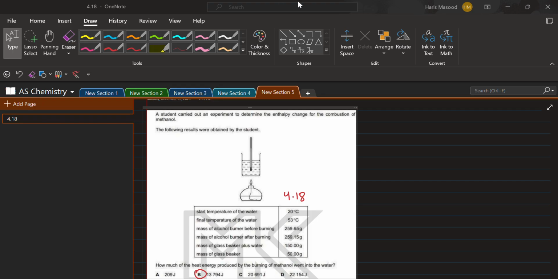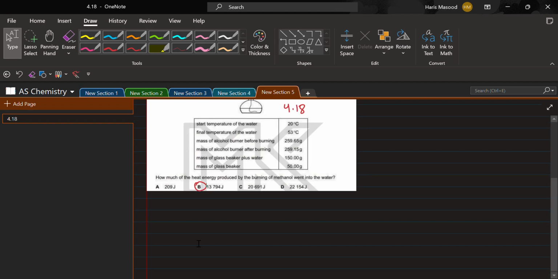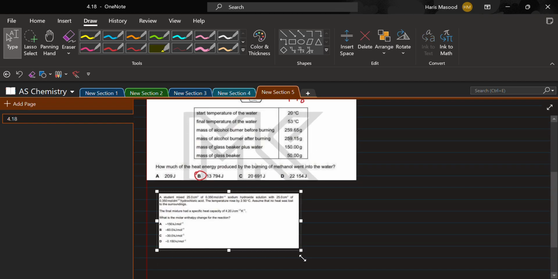Now we're going to do the next question, again related to calorimeter, because I want you to get every type of case that we can get in calorimeter MCQs.